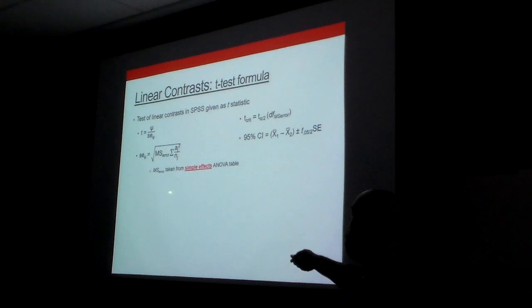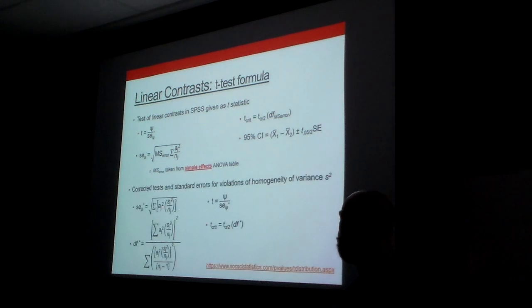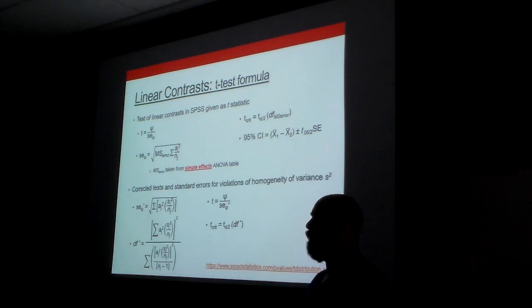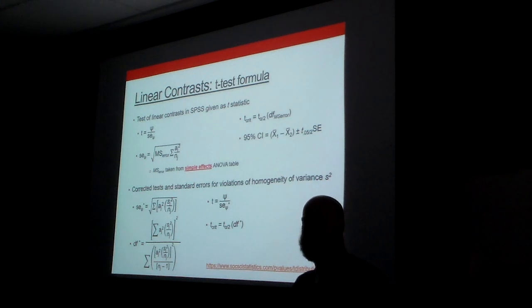Okay? So we've taken mean squared error from our simple effects ANOVA. Our t critical is going to be our t for our alpha with our degrees of freedom taken from our mean squared error here. Here are our confidence intervals. You also have SPSS, which will make corrections to your standard errors and degrees of freedom for violations of homogeneity of variance.